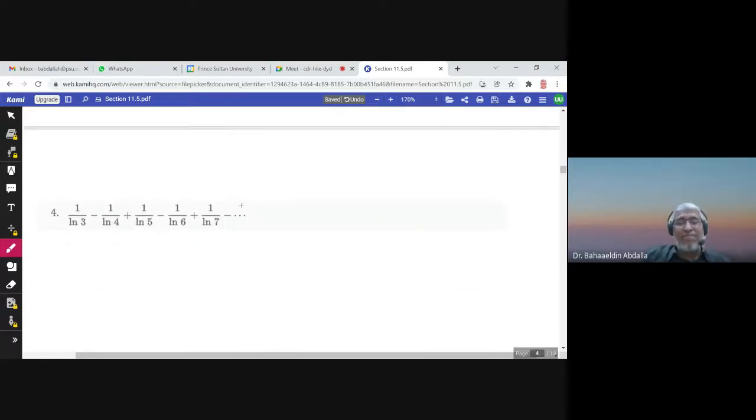Another series, I have ln 3, ln 4, ln 5, ln 6. The numbers are increasing by 1. The first term is positive, so I have negative 1 to the power n minus 1 times 1 over ln n, because the difference is 1.